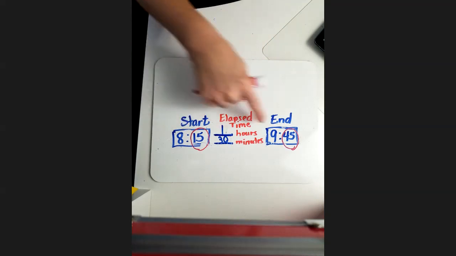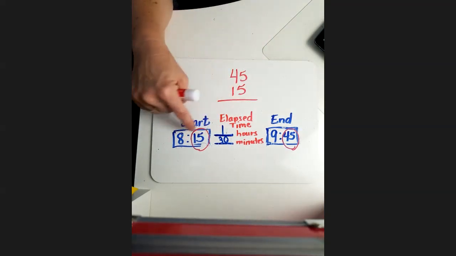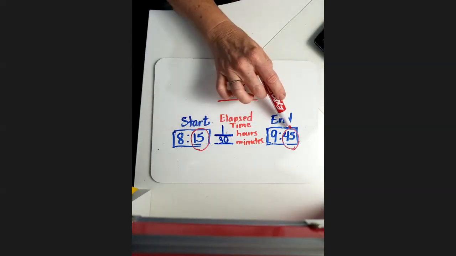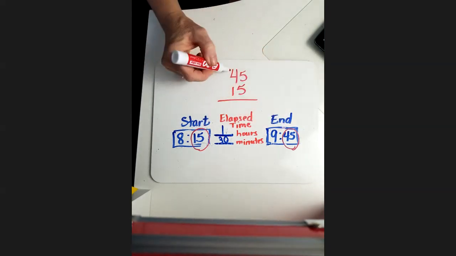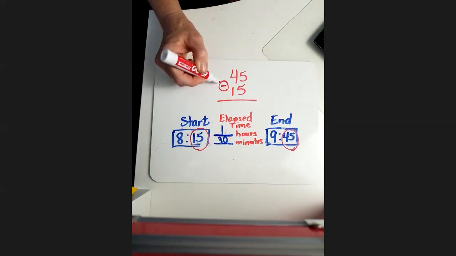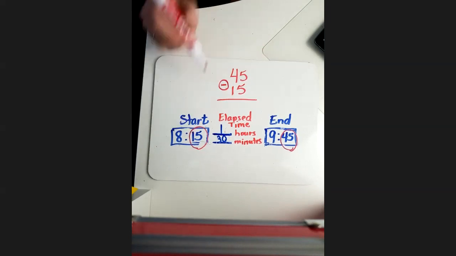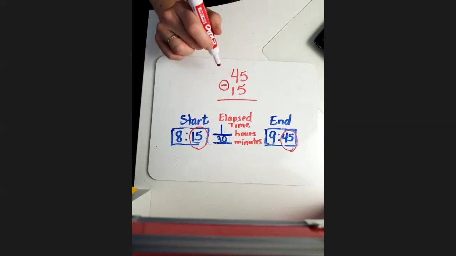To get from 8 to 9, we need to jump 1 time, okay? Now we're going to figure out the minutes. So the way we do this is the minutes on this one are larger than the minutes on this time. So we're going to subtract, starting with the large number on top, and we're going to take away, I'm going to circle that so I remember I'm taking away, the smaller amount of minutes on the other one. And we're going to figure out how much time is the difference.